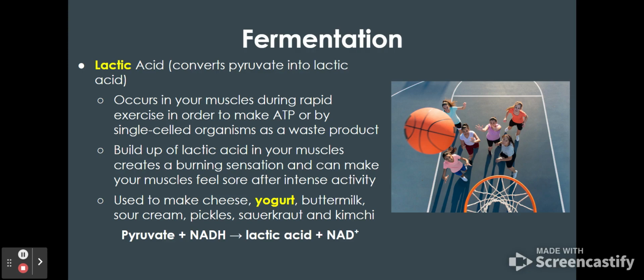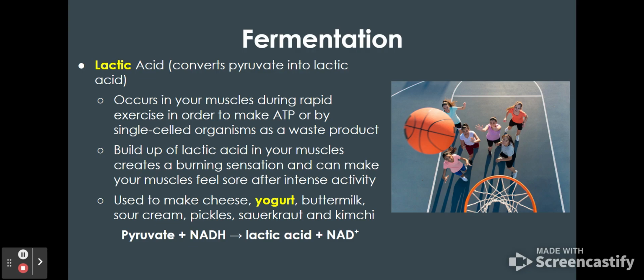Lactic acid fermentation is a process that takes pyruvate and turns it into lactic acid. This happens in us. It occurs in our muscles during rapid exercise in order to make ATP, or by single-celled organisms as a waste product.